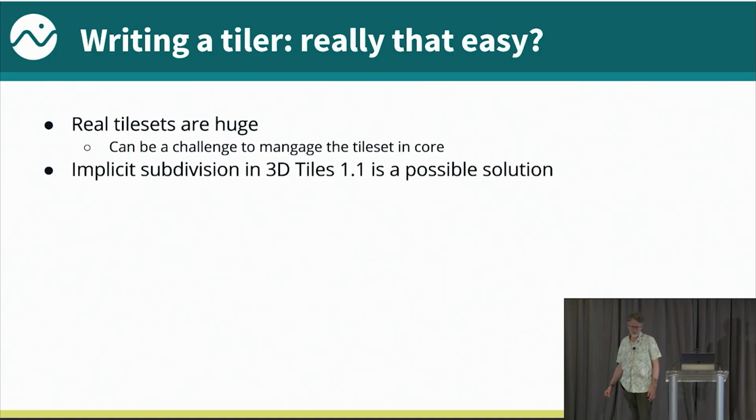Yeah, so it really is not that easy because real tile sets are huge, but you still can make good use of Cesium Native, both for the individual contents of your tiles, and there's really good support in Cesium Native for the latest stuff in 3D Tiles 1.1, including implicit tile sets, which is probably how you'd attack this if you were going to write out a huge tile set.